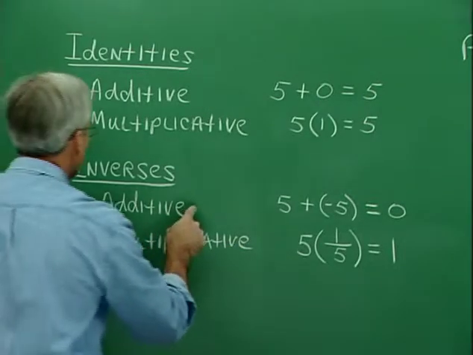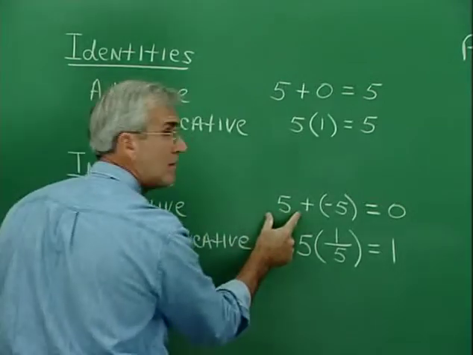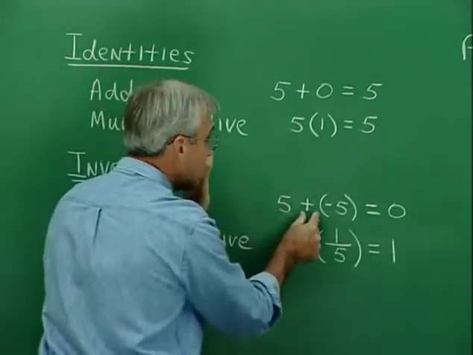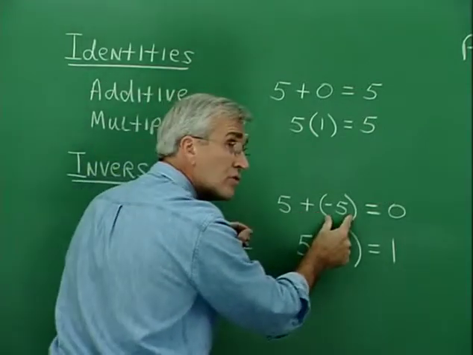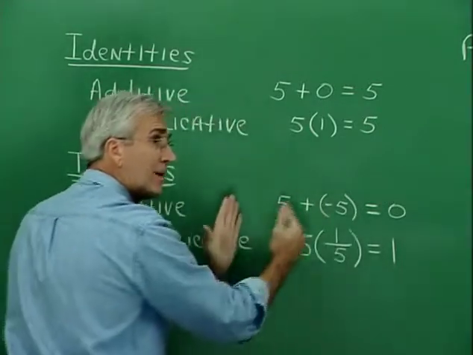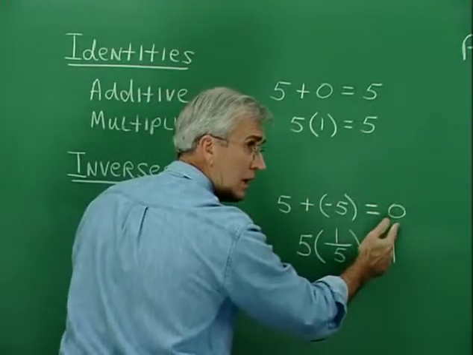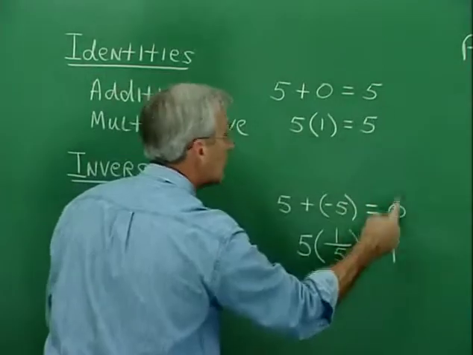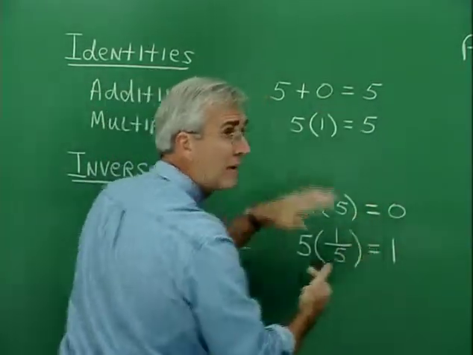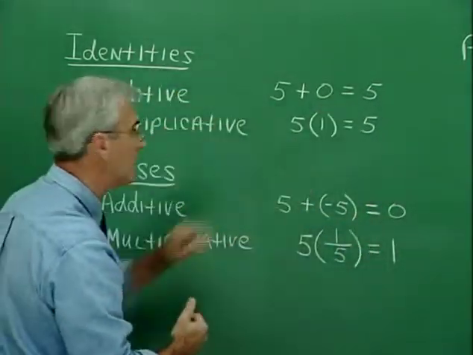Now, with additive inverses, if we take a number and, under this operation of addition, we add its additive inverse, its opposite, we get 0. Notice that 0 is the additive identity element. And in that way, the inverses and the identities are related.